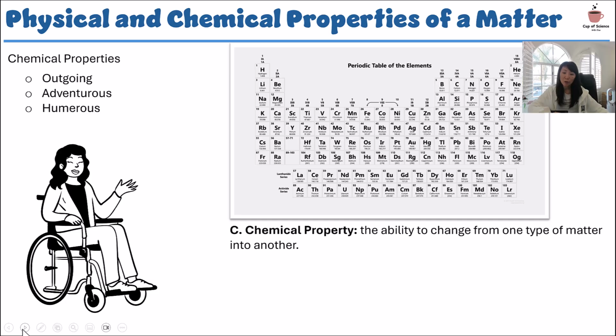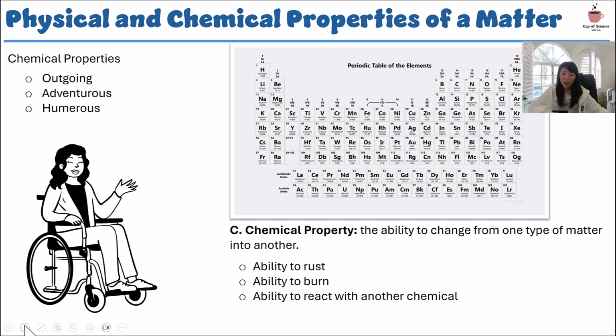What about the chemical property for elements? For elements, it's the ability to form one type of matter into another. Can they change into something else? For example, the ability to rust. Not everything has the ability to rust. Like iron, for example, that one is definitely able to rust. But if you take fluorine, you can't rust fluorine. Fluorine is not even a metal, so you can't rust that.